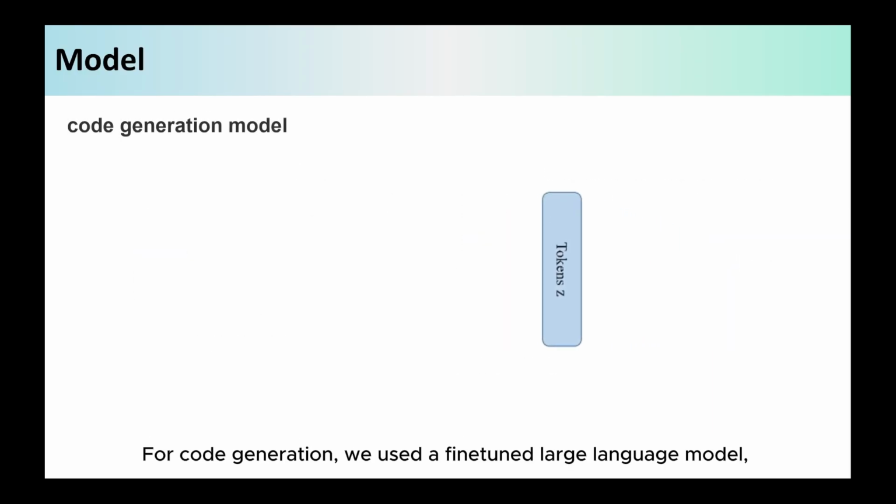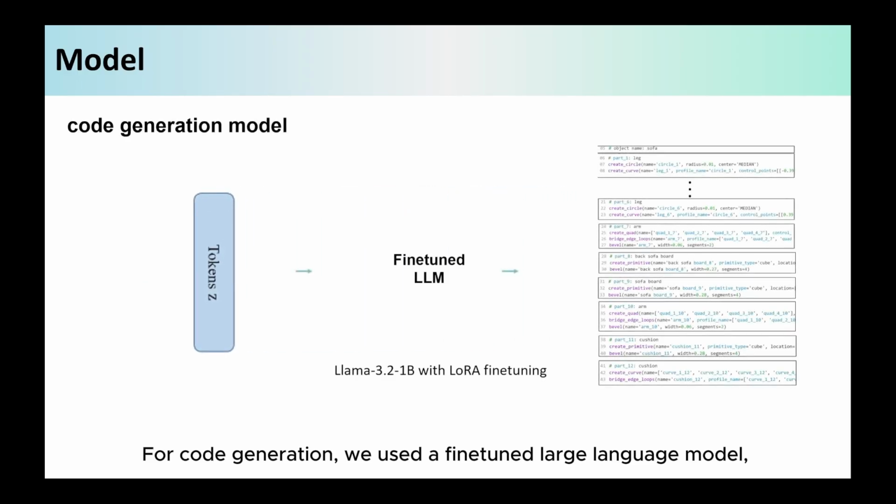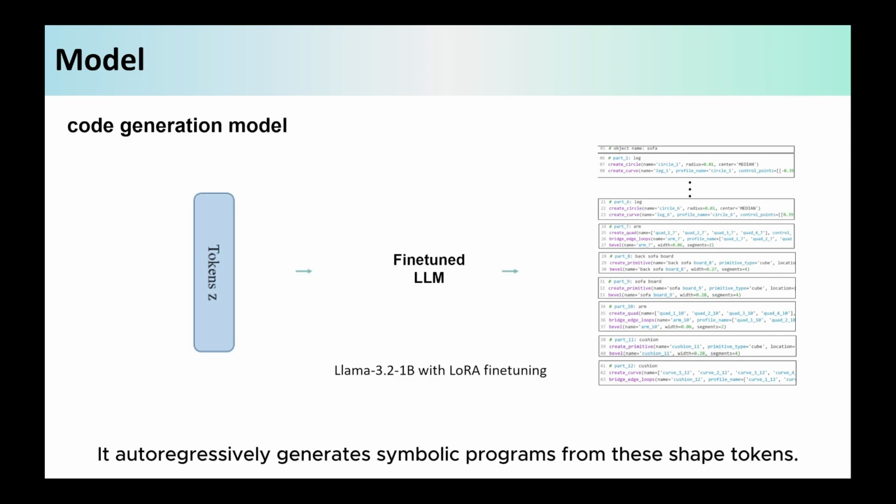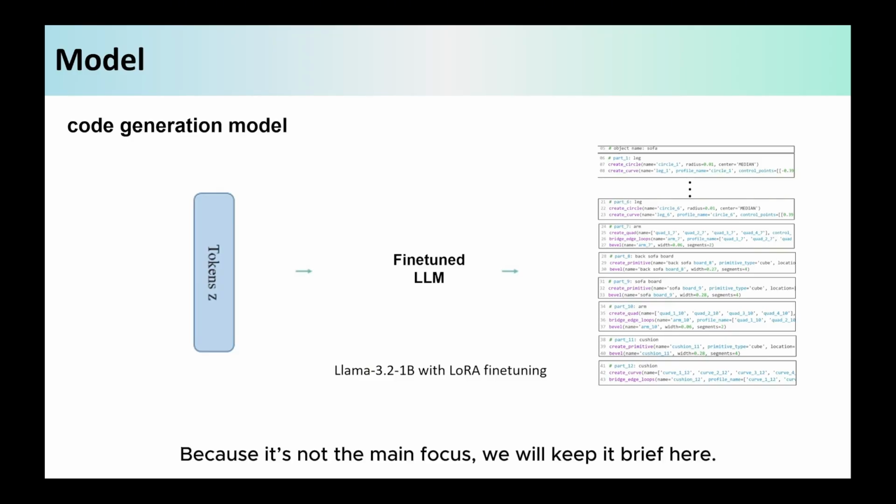For code generation, we used a fine-tuned large language model, Llama 3.2 1B with LoRA. It autoregressively generates symbolic programs from these shape tokens. Because it's not our main focus, we will keep it brief here.